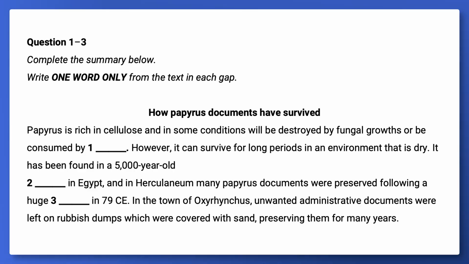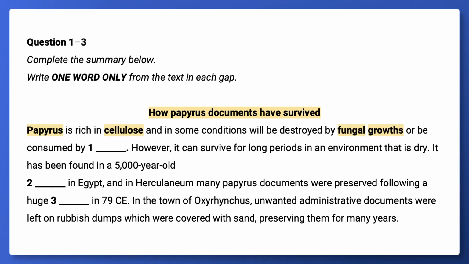Here are the keywords that I came up with. First, I highlighted the heading, How Papyrus Documents Have Survived, because it's going to help us find the relevant section in the long text. Papyrus, cellulose, fungal growths. Fungal growths is a technical term, so I think it might be important. Consumed by is a verb, and it comes right before the gap, so I think that might be helpful. I highlighted the word found as it might be an important verb.